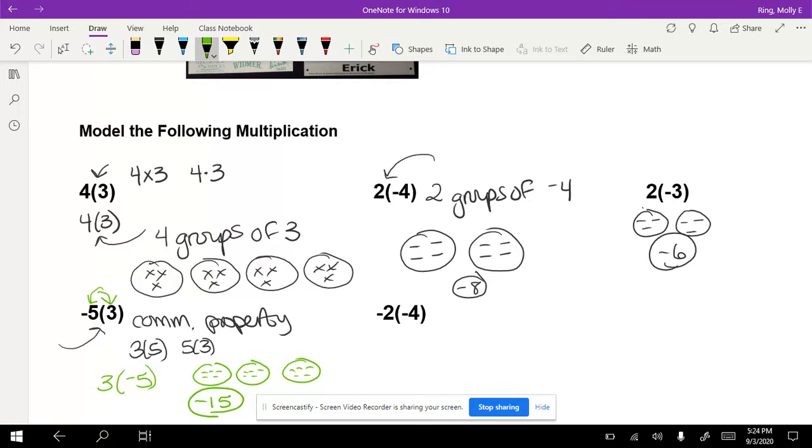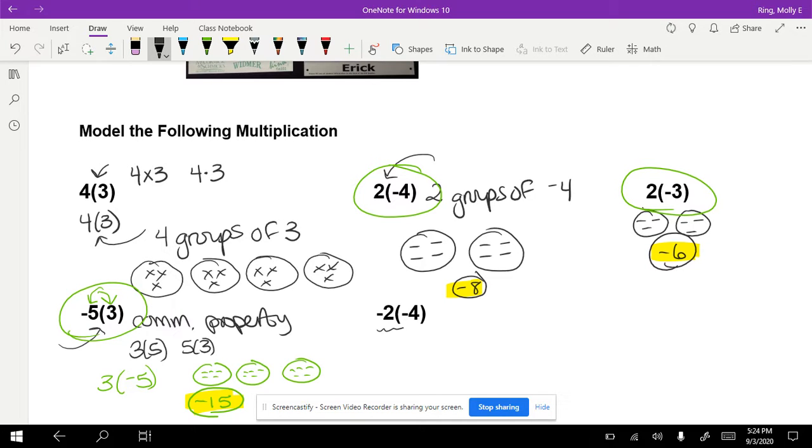Now, many of you may have already started to notice a pattern. If I have 1 negative, my answer is going to be negative. And I am doing normal multiplication, so nothing is changing. If I have 1 negative, my answer is negative.